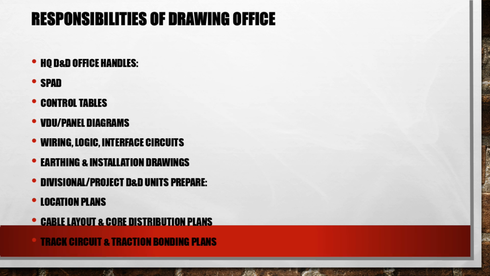Responsibilities of drawing office. The drawing office is responsible for preparing highly technical documents such as interlocking plans, control tables, panel or VDU diagrams, wiring diagrams and logic circuits, earthing layouts and installation diagrams. Smaller drawing sections may also exist within divisions for location plans, cable route layouts, bonding plans, and similar field level designs.